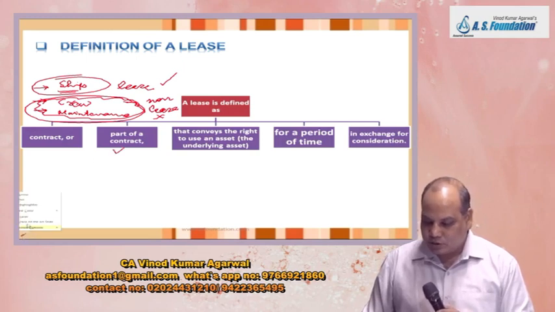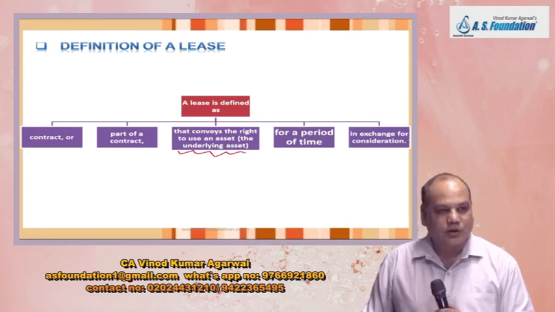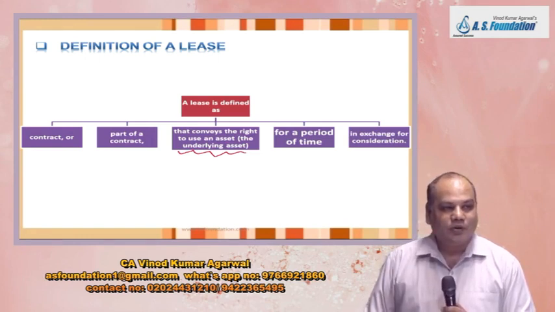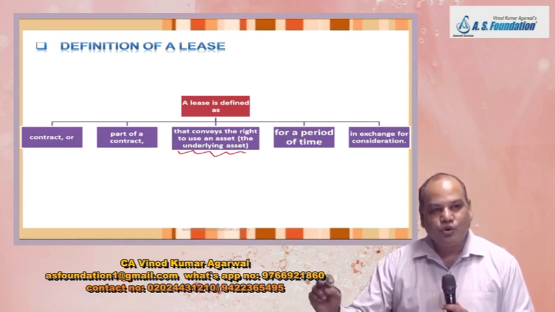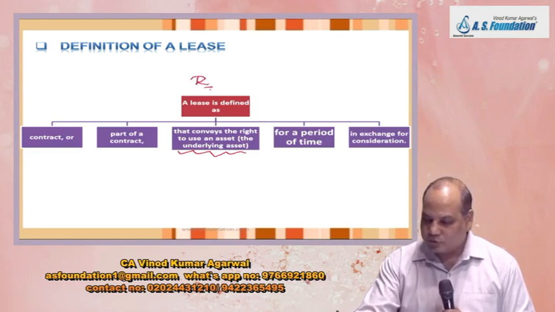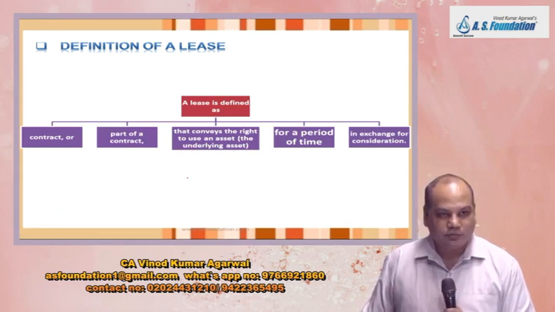A lease is a contract or a part of a contract. Now this you double underline, that conveys the right to use an asset. What does it convey? The right to use. It does not give you the asset. It only gives you the right to use. Right to use, this word will come again and again. Right to use, RTU, an asset, which we will call in this chapter the underlying asset.